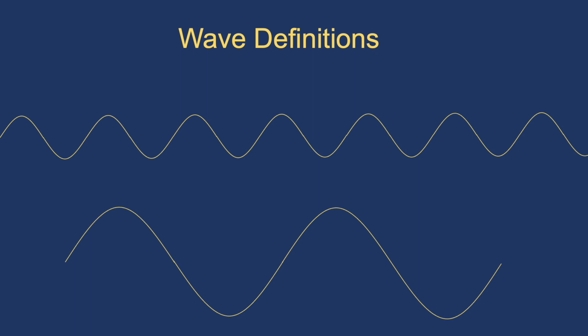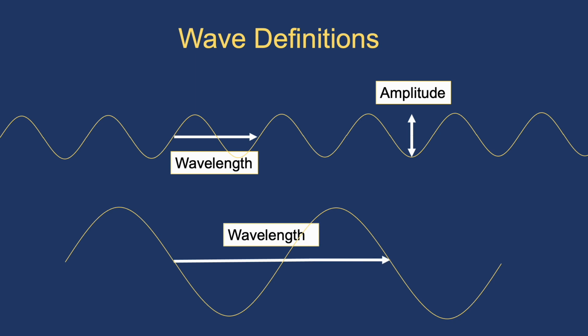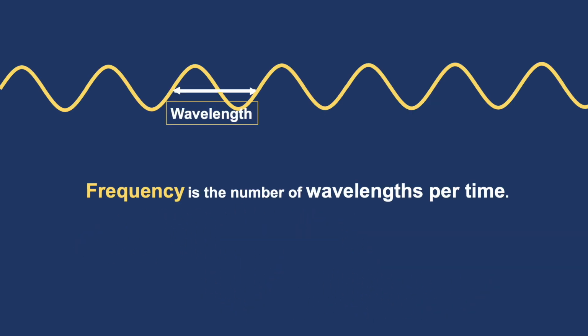Now to define some characteristics of a wave. Amplitude is the height of the wave. This makes your image more or less intense. Wavelength is the distance from a point on the wave to the same point on the next wave. As you can see from this figure, there are two waves. The first wave has a short wavelength and the other one has a longer wavelength. This is important because it's related to frequency.